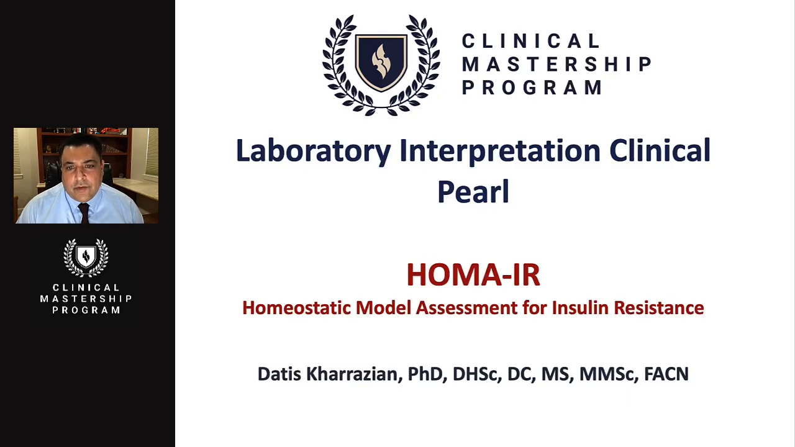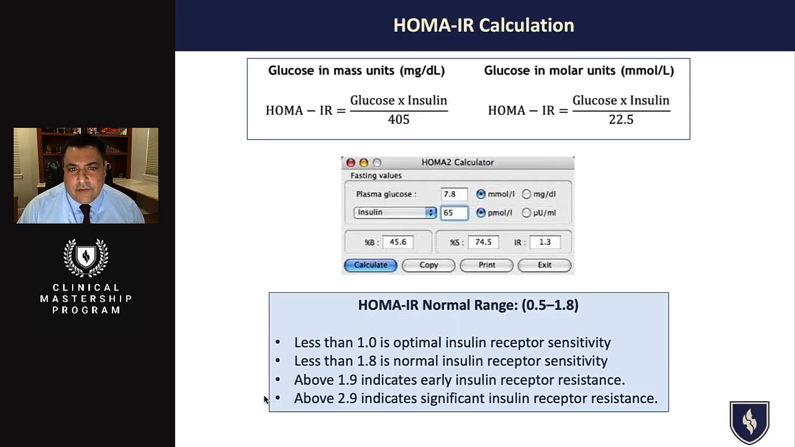For this module's laboratory interpretation clinical pearl, I'm going to go over the homeostatic model assessment for insulin resistance, also known as HOMA. This is basically a calculation that's used to identify early patterns of insulin resistance. When you look at the HOMA calculation, there are different ways to identify this HOMA number, which is a marker for the degree and severity of insulin resistance, depending on what kind of units you're using.